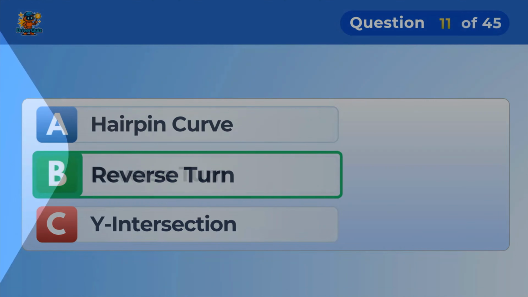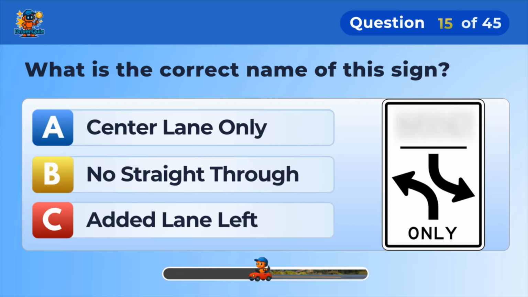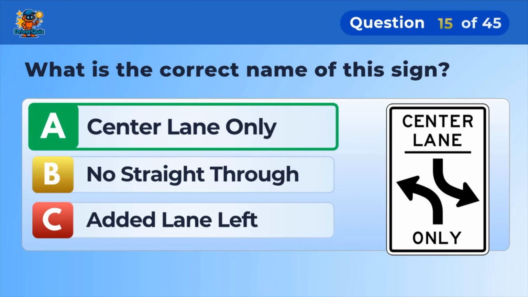Question 15. What is the correct name of this sign? A. Center lane only. B. No straight through. C. Added lane left. That's right. It's the center lane only sign.